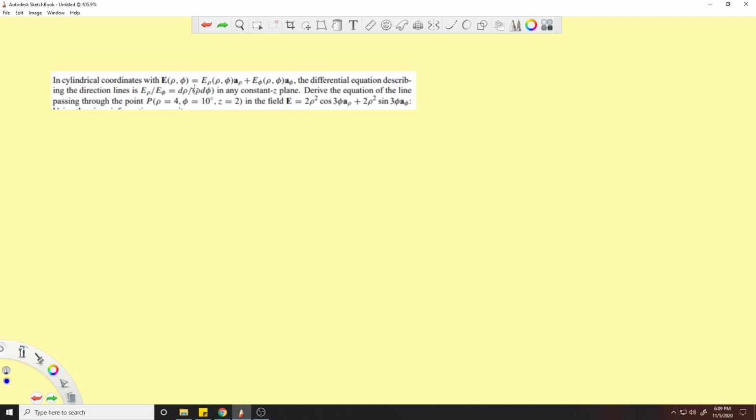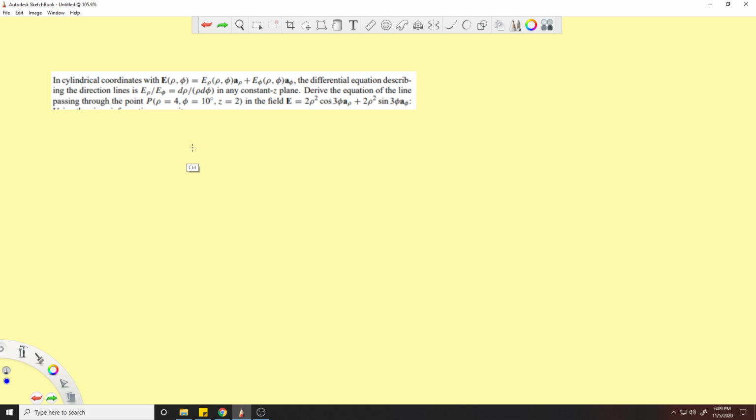Now we want a streamline equation, or an electric field line equation, passing through a point. We've done these problems before, and the way you go about it is, in Cartesian, you would set some derivative equal to the components of the electric field. But in this case, it's a little bit different.